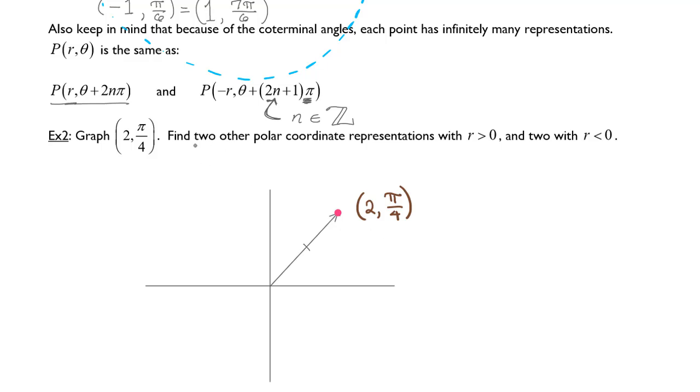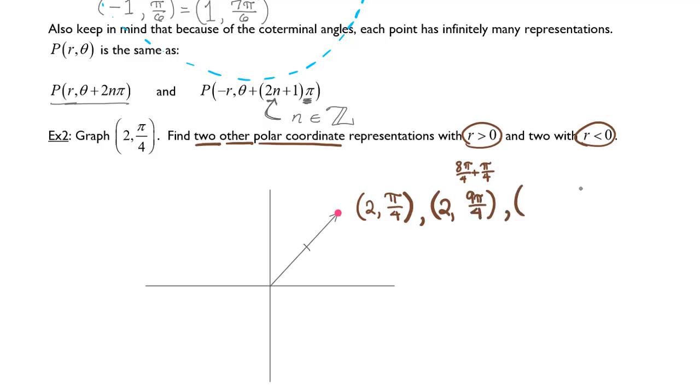And now it says find 2 other polar coordinate representations with r greater than 0, so we can't use negative radiuses, and 2 with r less than 0, meaning we can use radiuses that are less than 0. Another positive radius would be 2, comma pi over 4 plus 2 pi, which would be 8 pi over 4 plus pi over 4. Just getting a common denominator here, that would be 9 pi over 4.